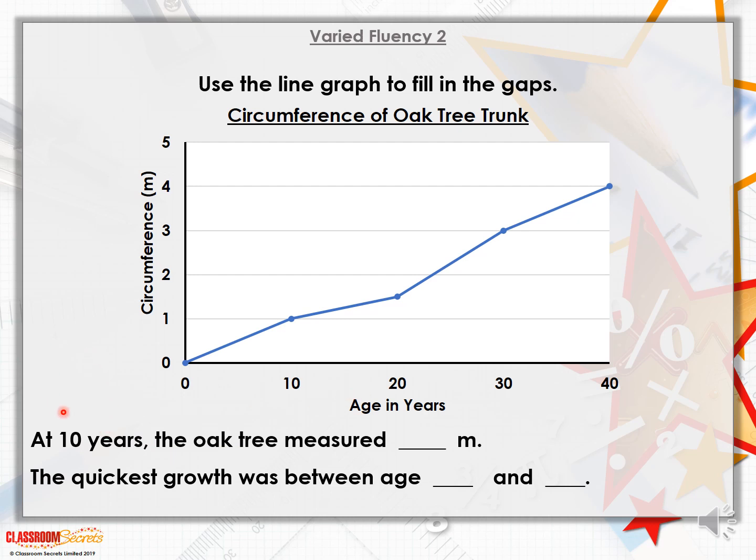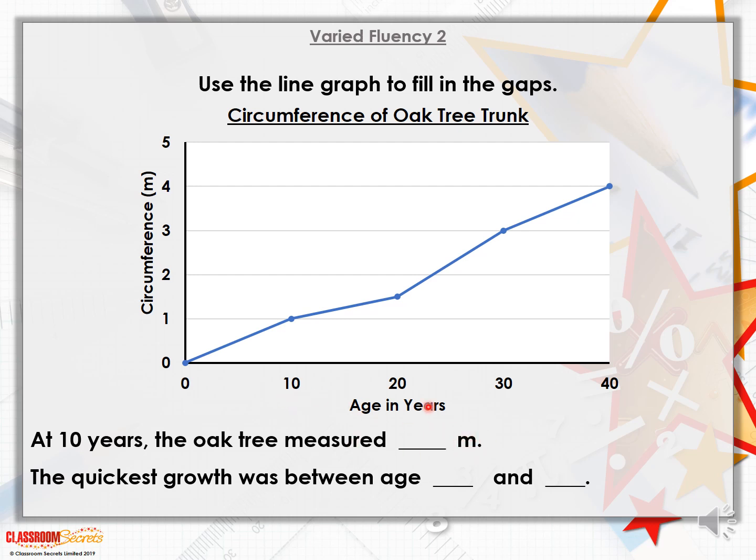And it says here, at 10 years, the oak tree measured blank meters. And then we've got another question here. The quickest growth was between age blank and blank. All right, we'll come to question 2 in a minute. Okay, but let's focus on question 1. All right, so at 10 years, the oak tree measured blank meters.